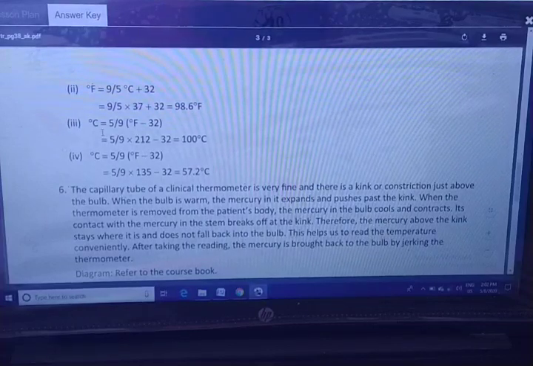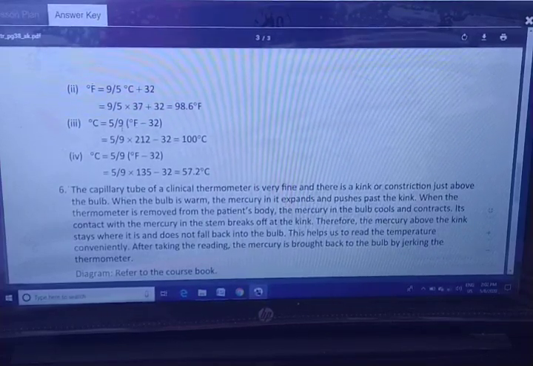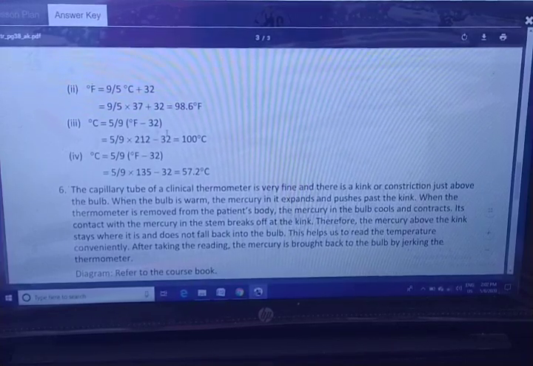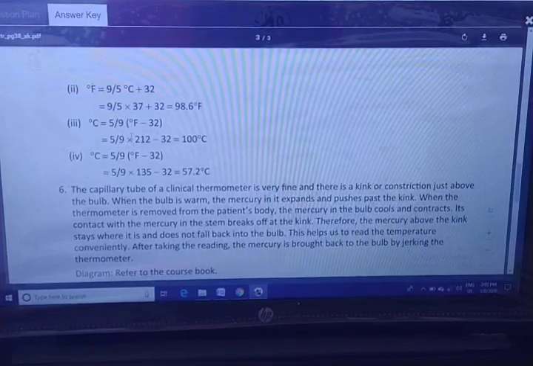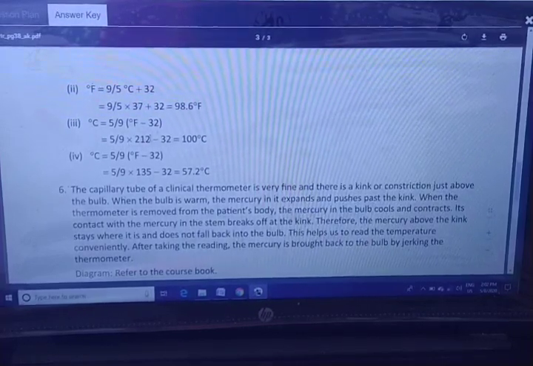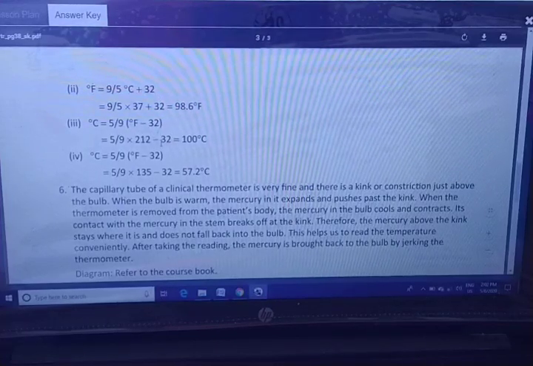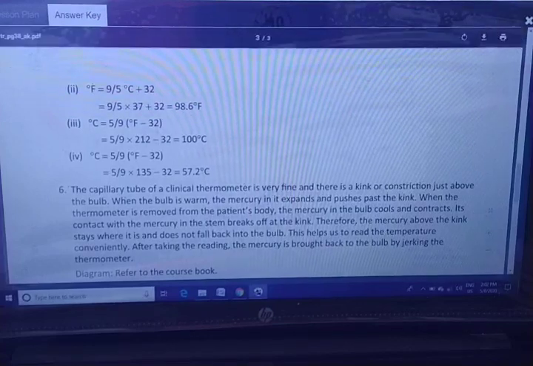After that, Celsius is to be calculated, and Fahrenheit is given. So 5 by 9 into degree Fahrenheit minus 32. Here degree Fahrenheit is 212. So 5 by 9 into 212 minus 32, 5 by 9 into 180. So 9 into 20 is 180, and 5 into 20 is 100 degrees Celsius.